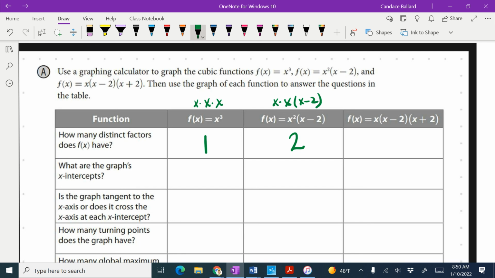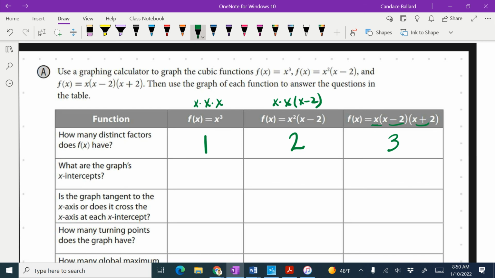All right. What about the third one? How many distinct factors? 3. So each one of these little things is called a factor, right? We've seen that before. That's what factoring is; each one of them is a factor of it. All right. Let's look at what the x cubed looks like.